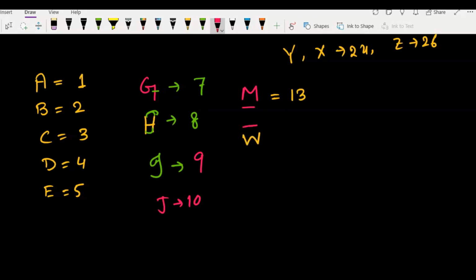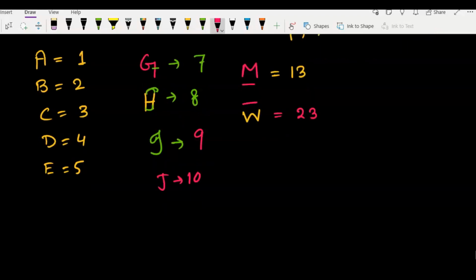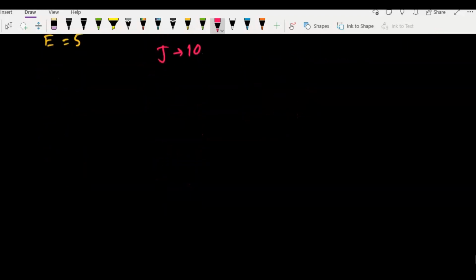So like this. W here also has some 3-like shape. So W is 23. You have to do the practice of place values, then you can remember this. So what is the place value of R? The place value of R is 18. So how can you remember?